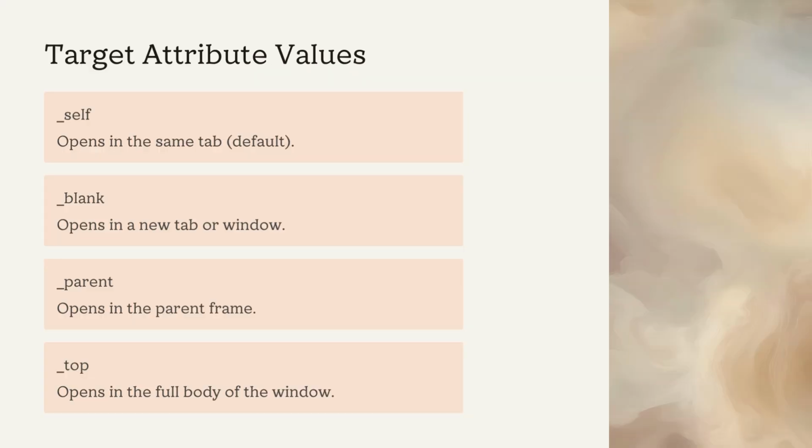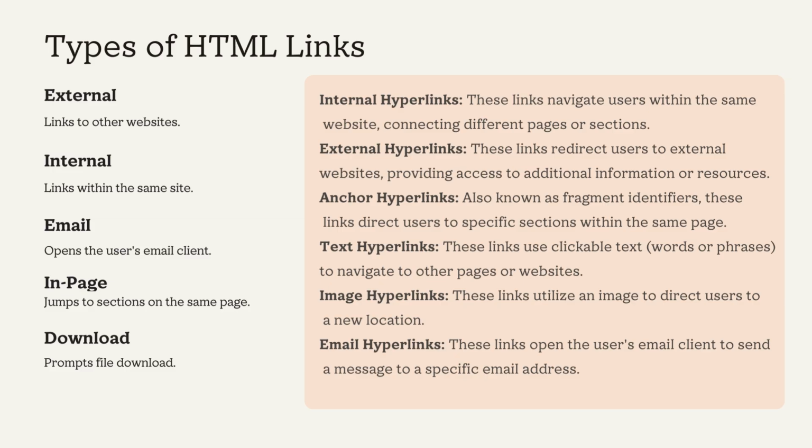Target attribute values. _self opens in the same tab. _blank opens in a new tab or window. _parent opens in the parent frame. _top opens in the full body of the window. Types of HTML links. External: links to other websites. Internal: links within the same site. In-page: jumps to sections on the same page. Download: prompts a file download. Email: opens the user's email client.